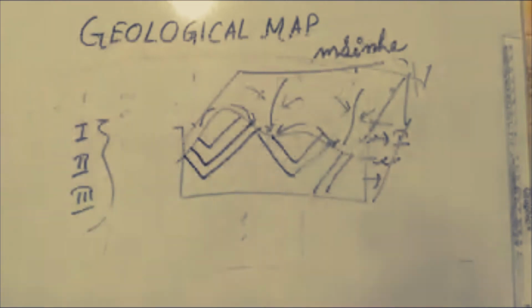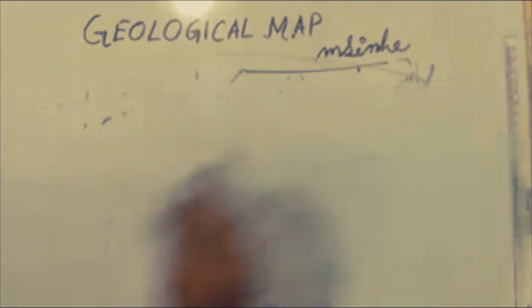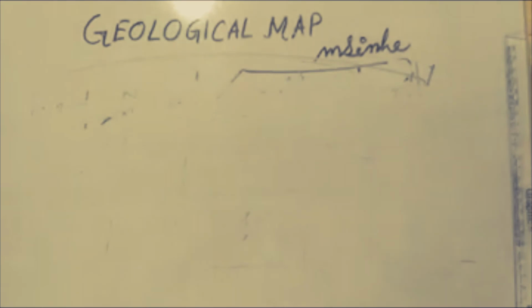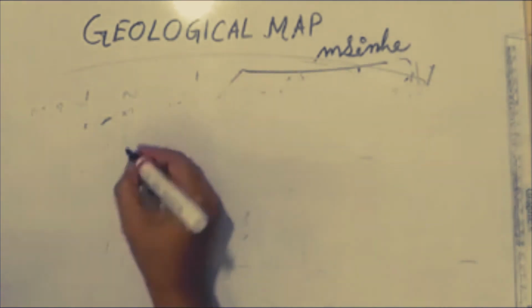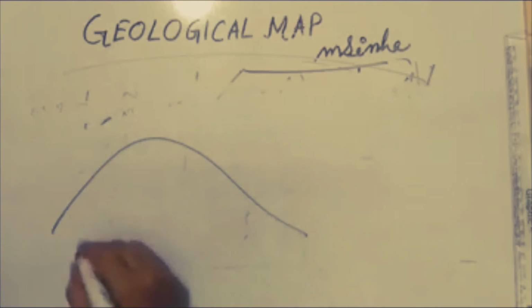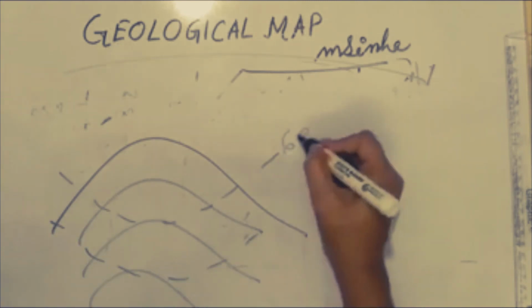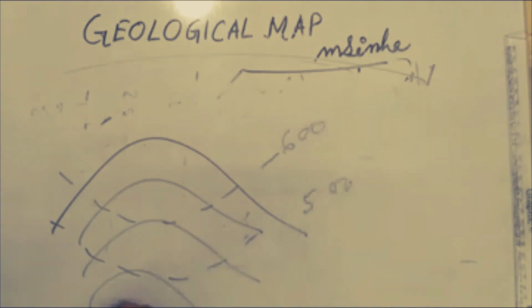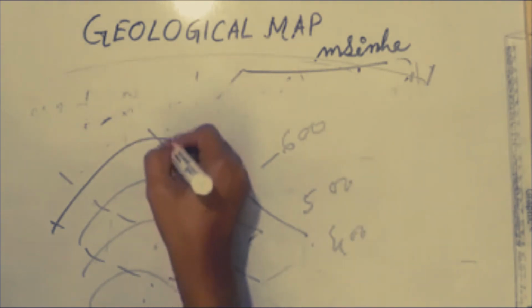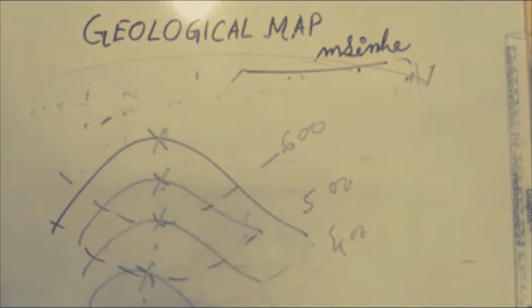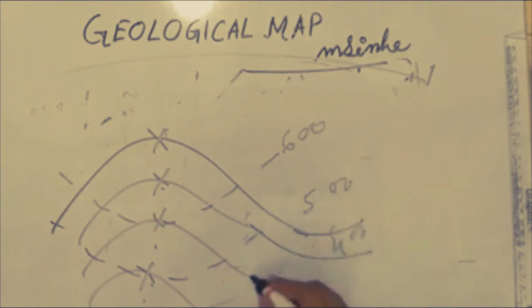So here, suppose those are the beds in a geological map. Those are the contours: this is 600 feet, 500 feet, 400 feet. So here is a trough zone, and here an axis zone on the contour or the base. You can identify a trough zone or contour zone. It may be in a synclinal zone.